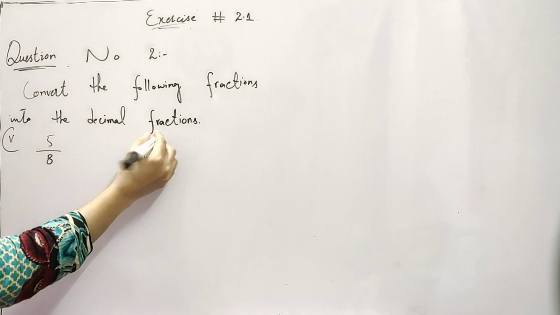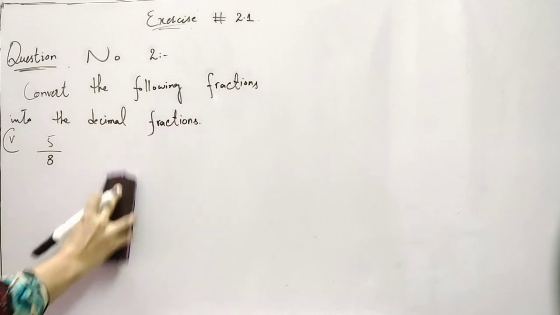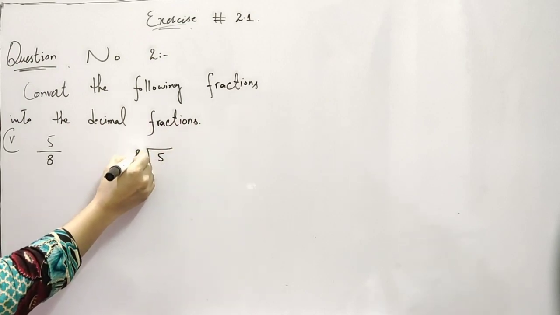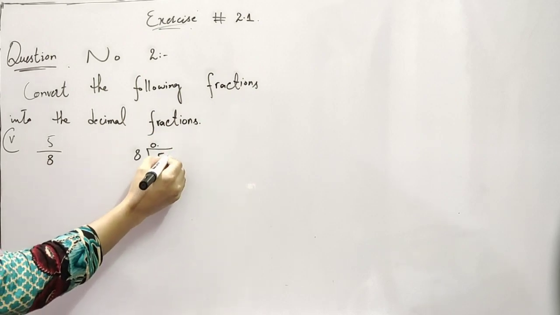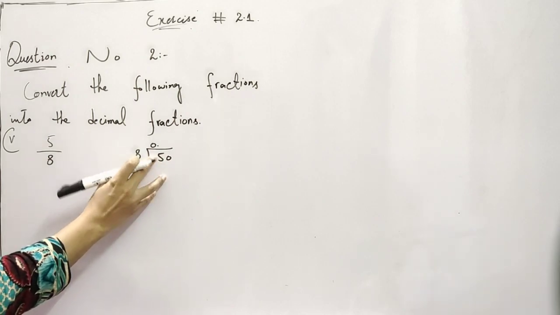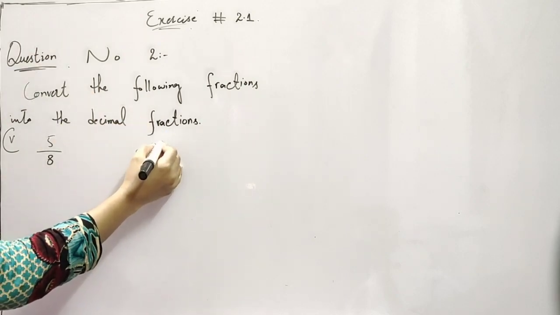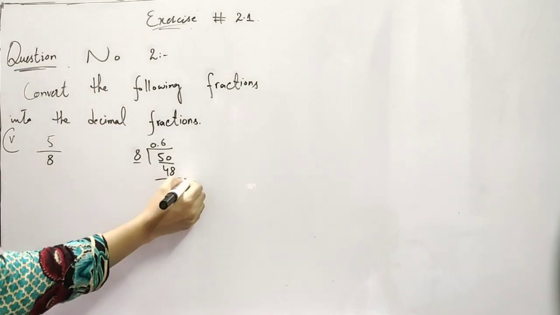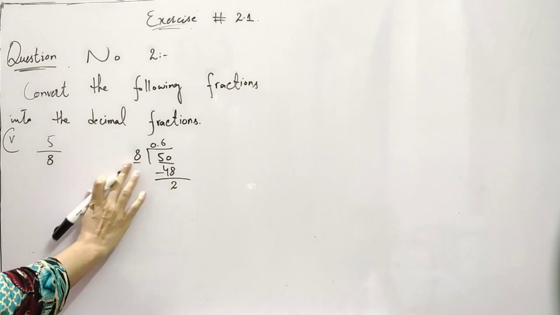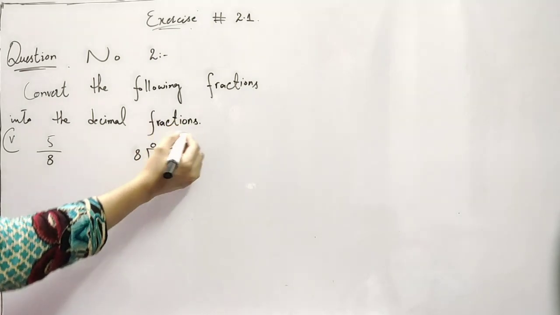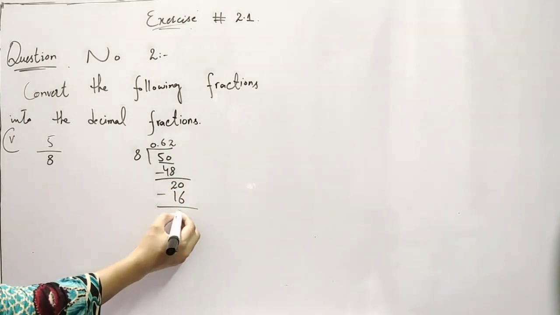Now again the same procedure: put 5 under the division, 8 outside the division, and this 5 is less than 8, so we put 0 point here and here 0. Now this becomes 50 and 50 is greater than 8, so we will solve this. 8 6s are 48. Now 50 minus 48 we will get 2. Again 2 is less than 8, so put 0 here again, and 8 2s are 16. Now minus 16 from the 20 we will get 4.